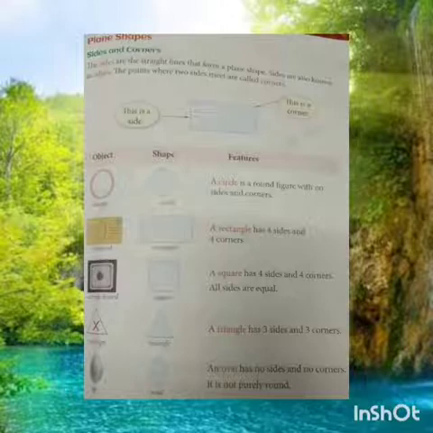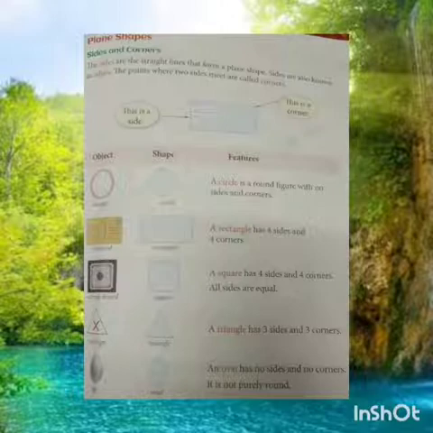You know, circle and oval do not have sides and corners. A circle is a round figure with no sides and corners. An oval has no sides and no corners. It is not purely round. Okay. And here the next, square. A square has 4 sides and 4 corners. You can see all the sides are equal in a square. And see the triangle. A triangle has 3 sides and 3 corners.